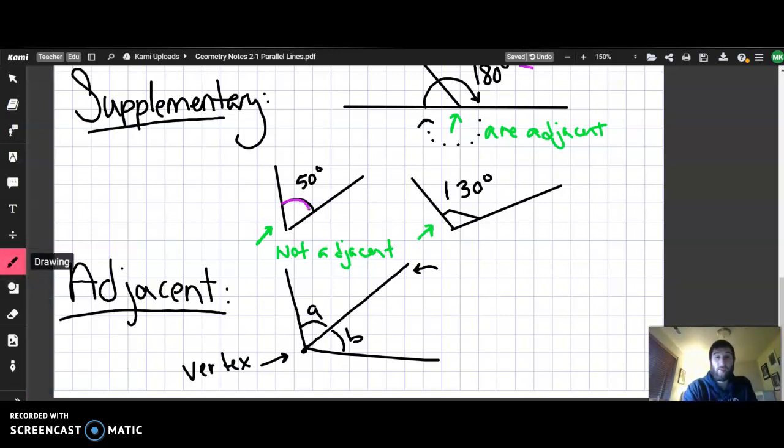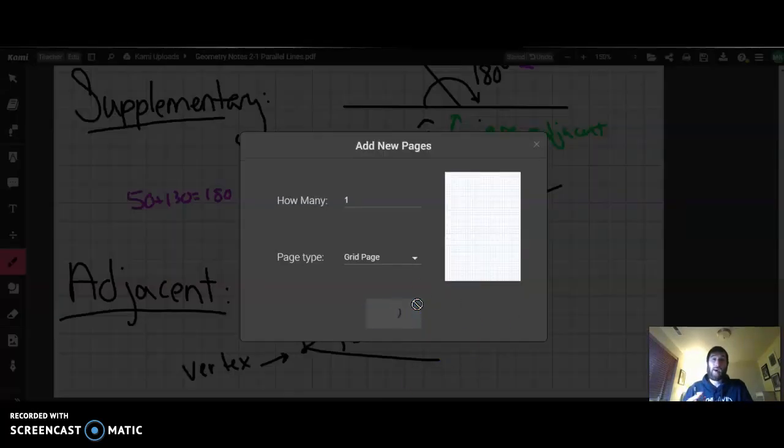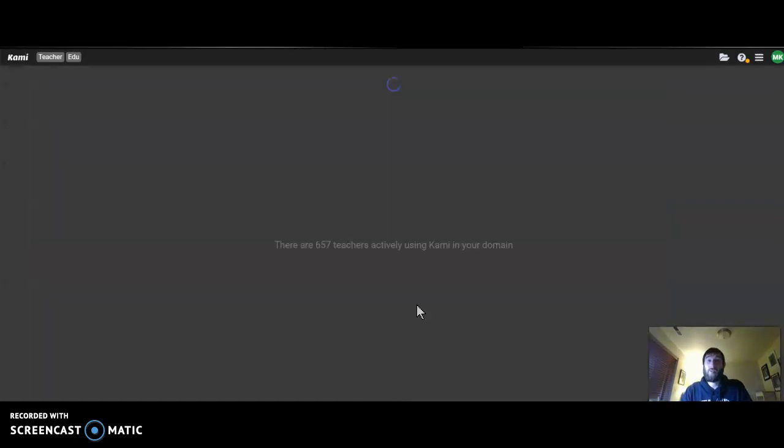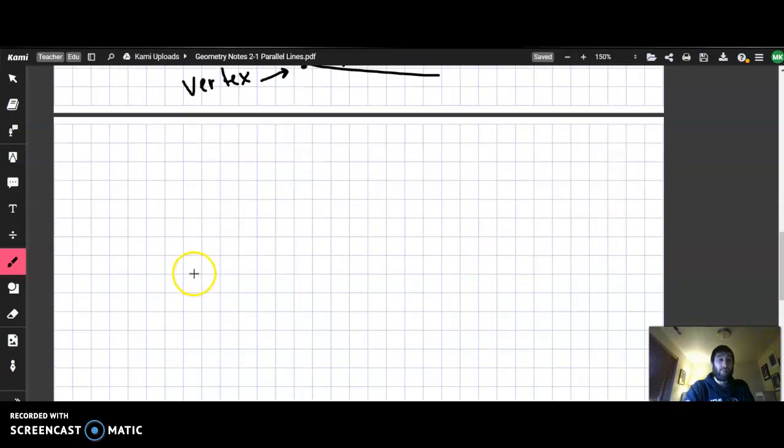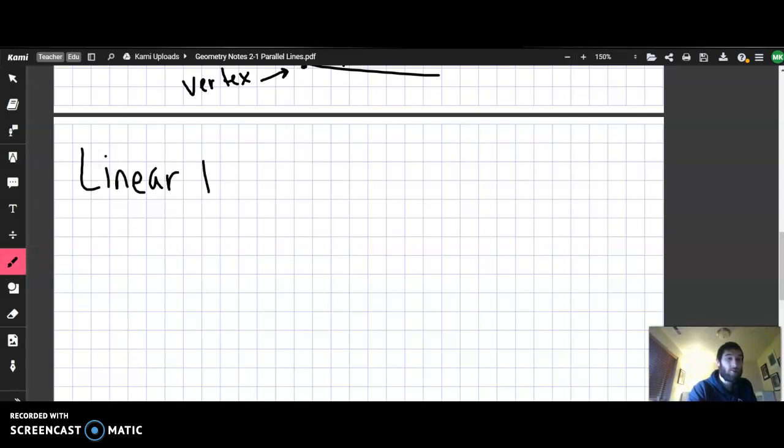So that means if we take the 50 and the 130 that we talked about earlier, 50 plus the 130 is equal to 180. That's what it means to be supplementary. It adds to 180. Adjacent means they're next to. So when you combine those two into a powerful combination, we get a new vocab word. If you are both supplementary and adjacent, we describe that as a linear pair. So if you are both adjacent and supplementary, you're talking about a linear pair.